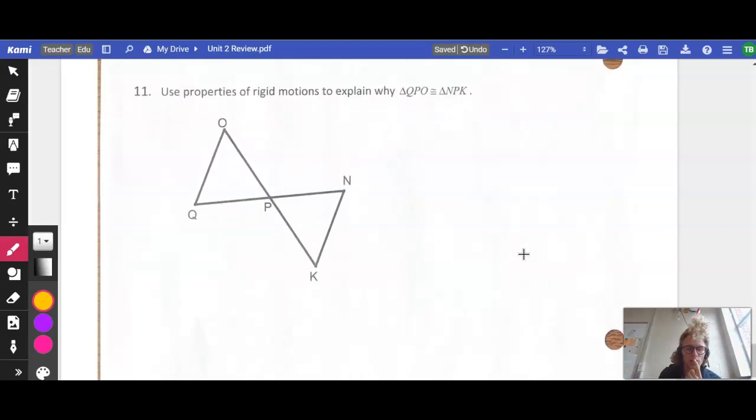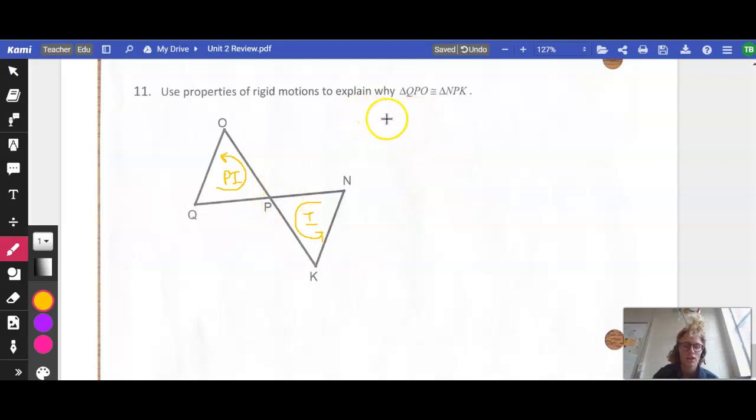Number 11, the last one. Use properties of rigid motion to explain why. Well, first we need to figure out which rigid motion occurred. Doesn't matter which one's your image and pre-image. I like going the order that they're written. So this is pre-image. This is the image. QPO, that's counterclockwise. NPK, that's also counterclockwise. So we know that a rotation occurred. It is rotating around point P.